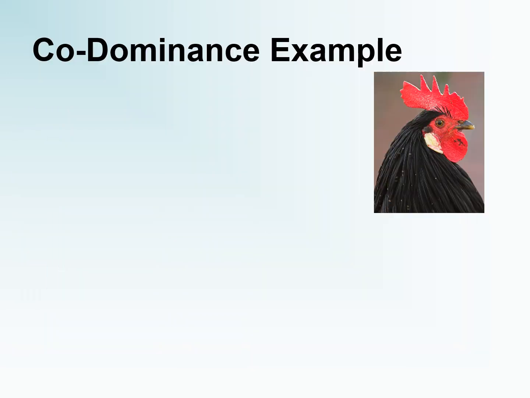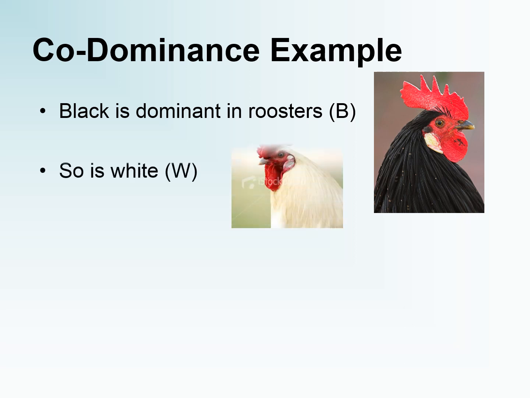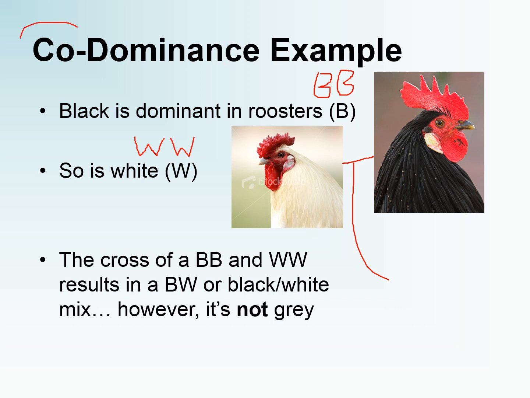Now, another example of codominance is found in roosters. We're going to cross a black rooster with a white rooster. So we have a codominant example here. The black rooster's alleles are going to be two big B's, and the alleles for the white rooster are going to be two big W's. Now we're going to cross these, and remember, we're talking about codominance, together.